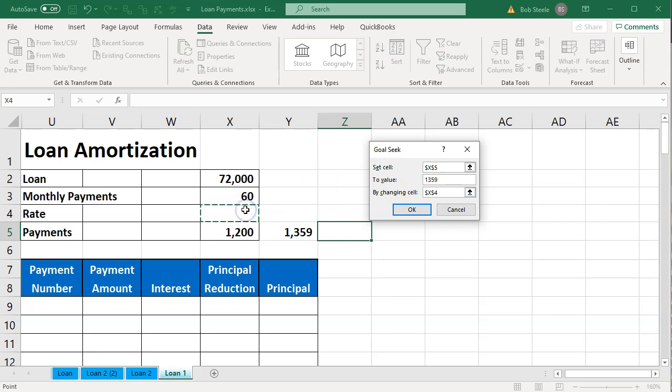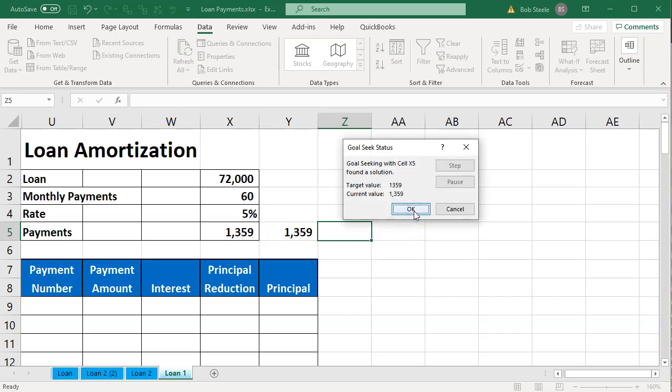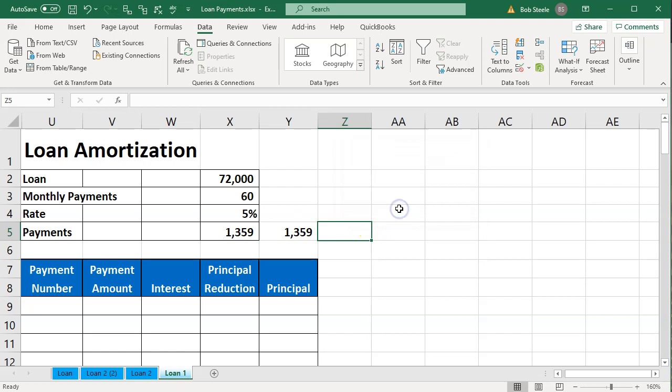this cell. So let's think about that again. We're going to say, hey, Excel, please set this number right there to be 1359 by changing this number. And then I'm going to say, okay. And Excel's just going to keep on trying whatever it can try to get to the proper percentage, and it gets to the 5%. So note, you can use the same format even if the contract doesn't give you the percentage and it gives you the payment.